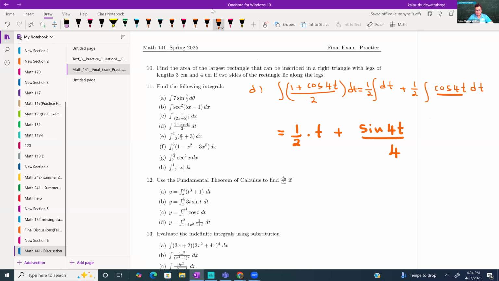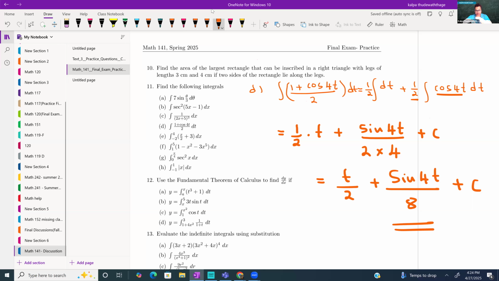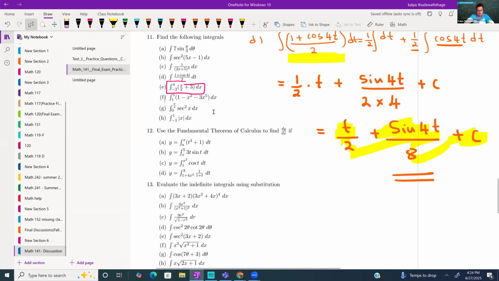Right? So you can differentiate again. If you differentiate the right hand side, this part, you can get this one back. Okay. Right. So what is the other one? The other one is a definite integral. So maybe I'll go down and explain it here.